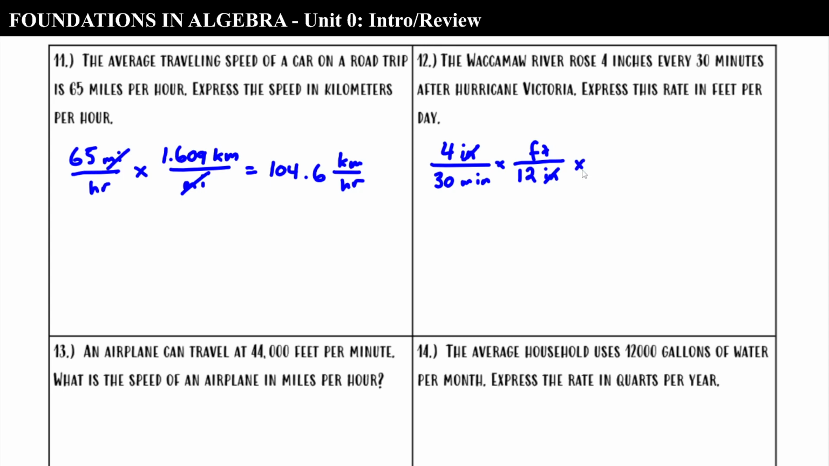Now let's convert minutes into days. We know that there are 60 minutes in an hour, so that gets rid of our minutes. We also know that there are 24 hours in a day, which gets rid of our hours. So now we have feet per day as our leftover units, which is what we wanted. We multiply across the top, multiply across the bottom, and then divide the two. When you do, you get about 16 feet per day.